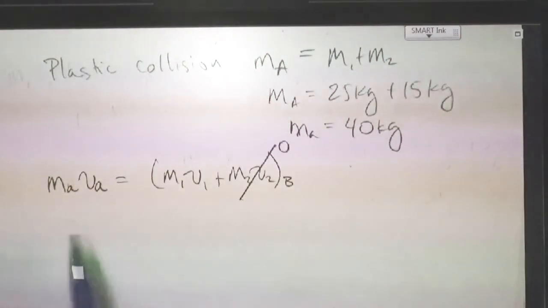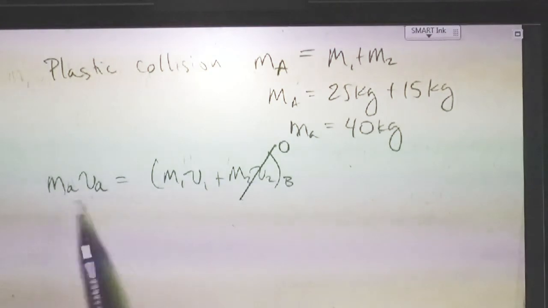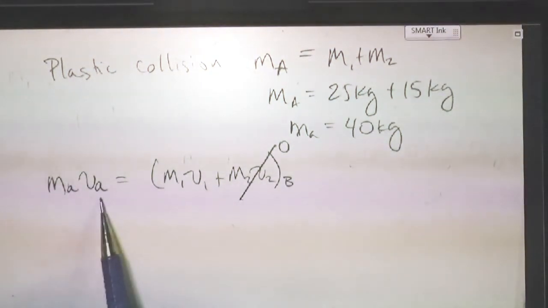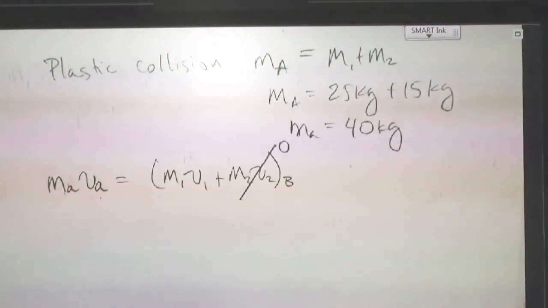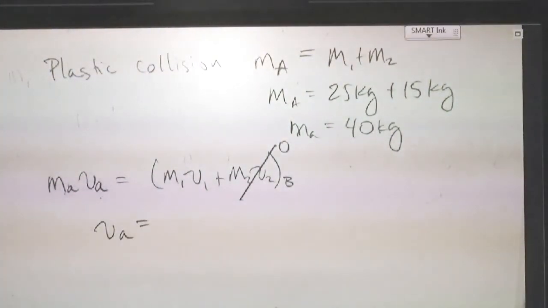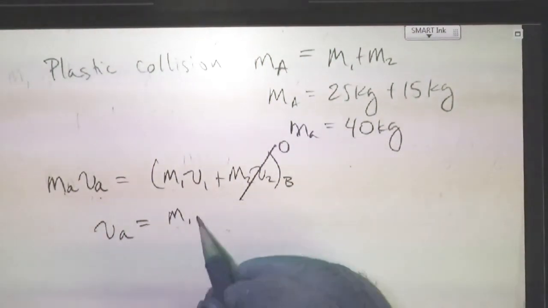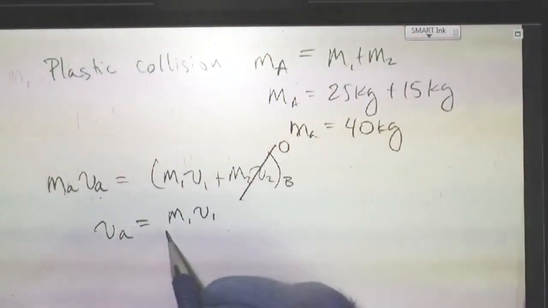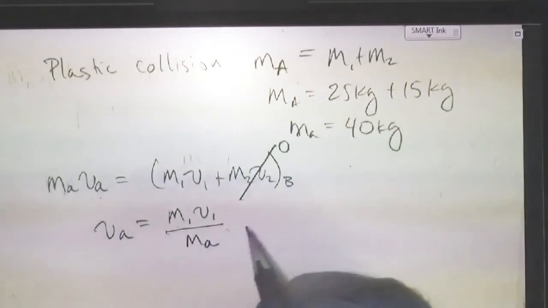So now we have 4 terms in our equation. We know these masses. We know this velocity, so all we're trying to do is figure out that velocity. And that's what they're asking for, is the final velocity. So we can just solve. And that just happens to be mass 1, velocity 1, divided by the mass after.